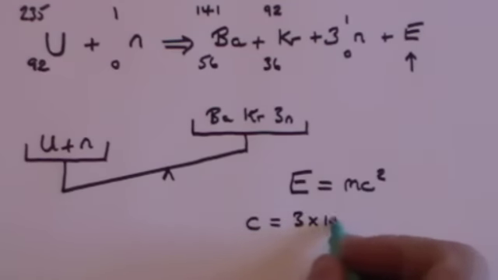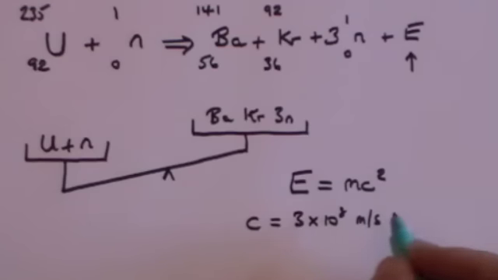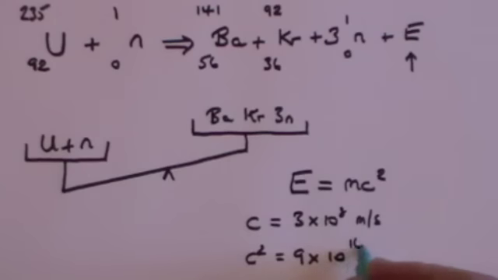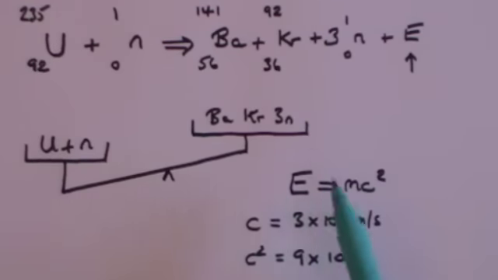It's 3 times 10 to the 8th meters per second. So c squared is a massive number. It's 9 times 10 to the 16. So even if you have a very, very small mass deficit, you multiply it by a very, very large number and you get a lot of energy. And that's just from one atom.